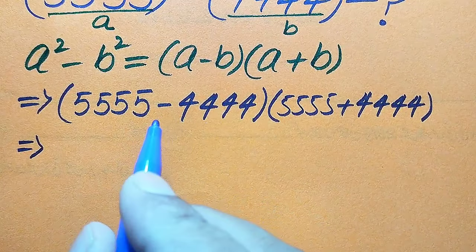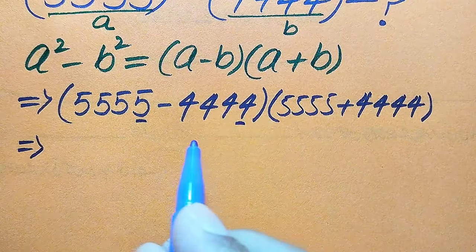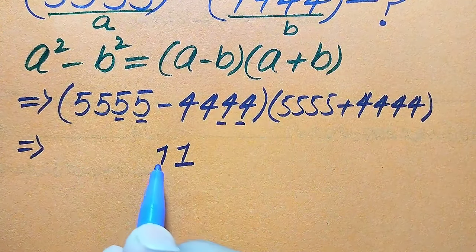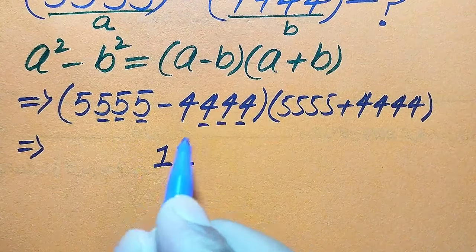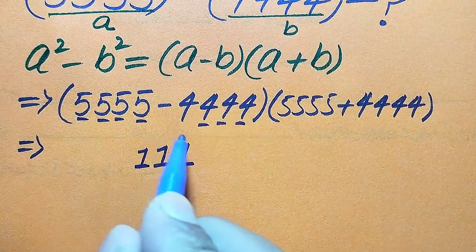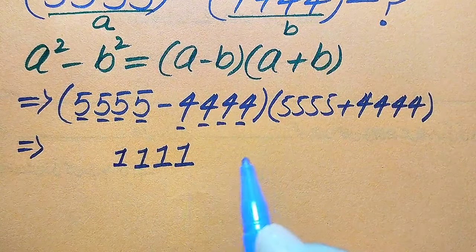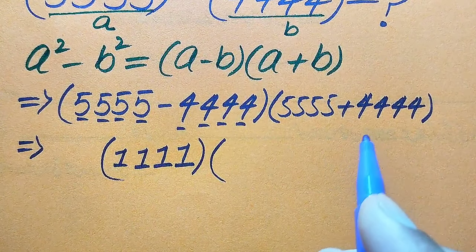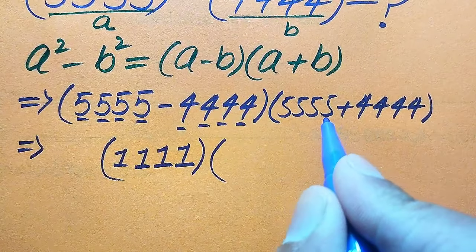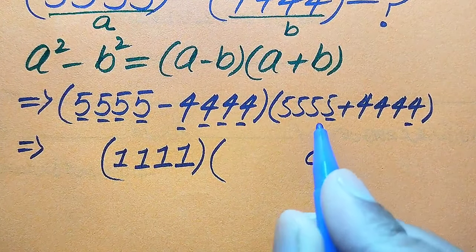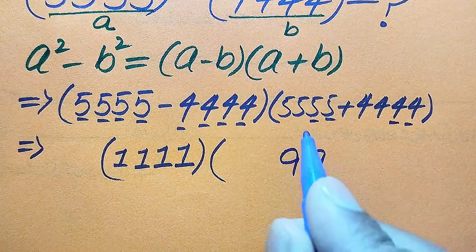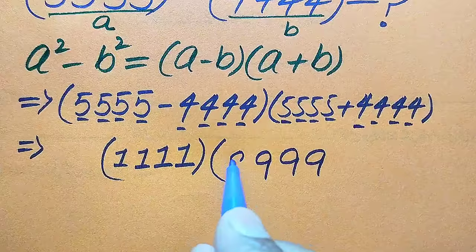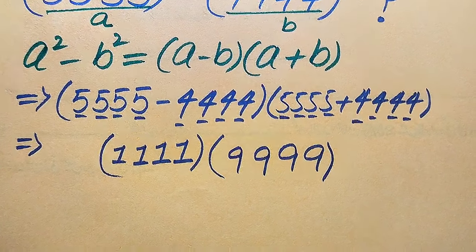So here we subtract these two values: 5 minus 4 becomes 1, and this is the same for each digit, so we get 1111. This number is multiplied by the addition of these two values. When we add them, 5 plus 4 becomes 9, and the same for each digit, so we get 9999.